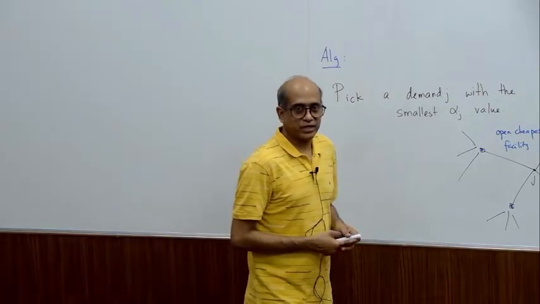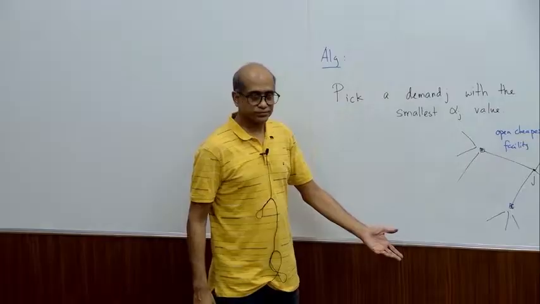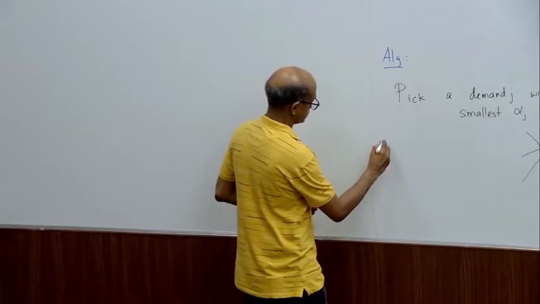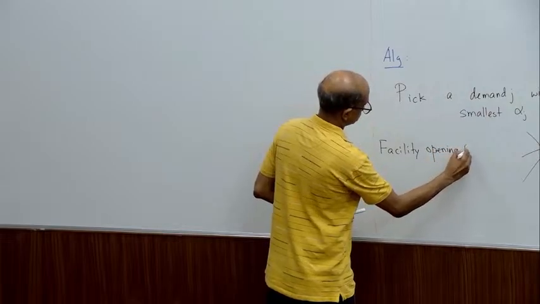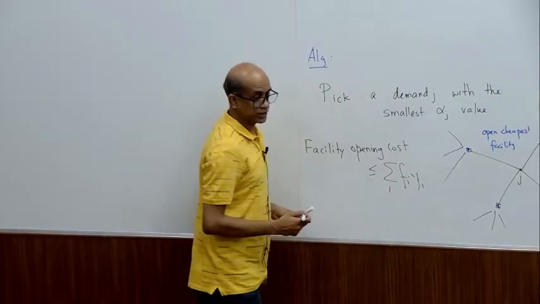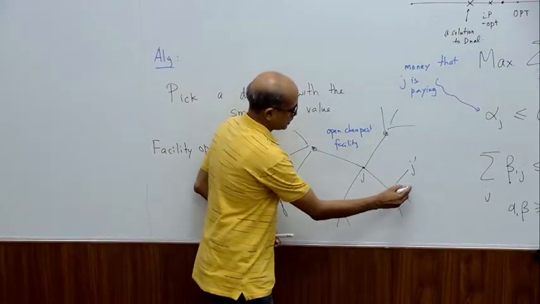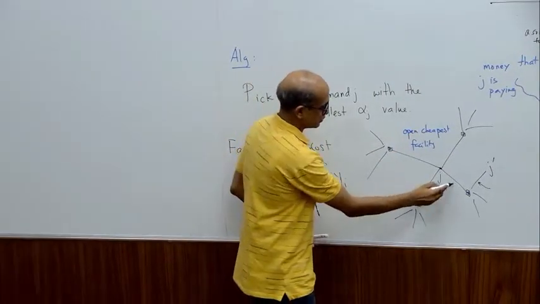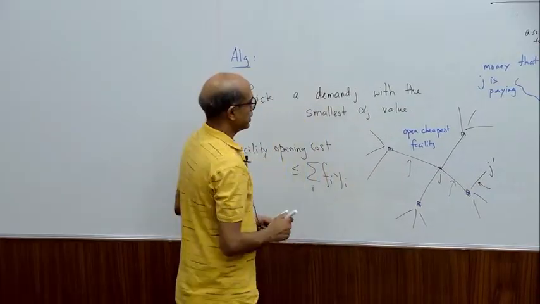So now, what happens to the connection cost and the facility opening cost? Everything remains as before. Just like before, the facility opening cost is at most the summation over i of fi times yi. So facility opening cost, no change in the argument. What about the connection cost? Let's look at this guy j prime. How much is this? This is less than or equal to alpha j prime. This is less than or equal to alpha j. This is less than or equal to alpha j. So it becomes 3 times alpha j.